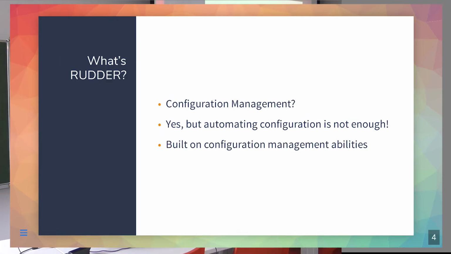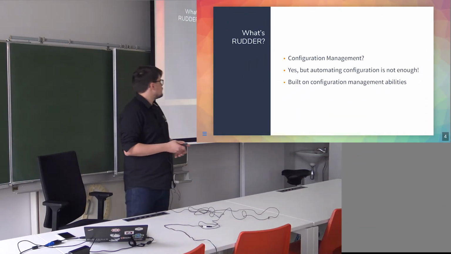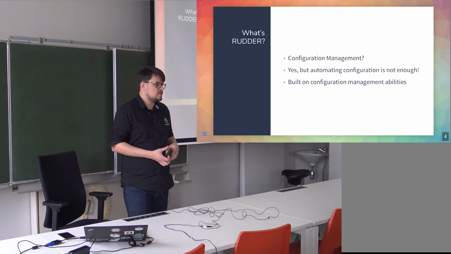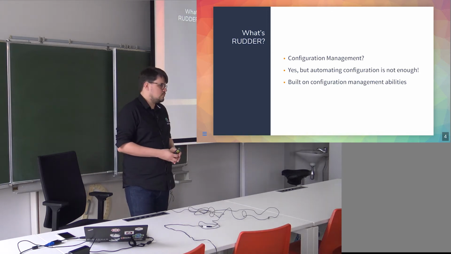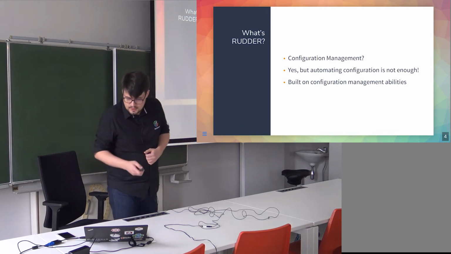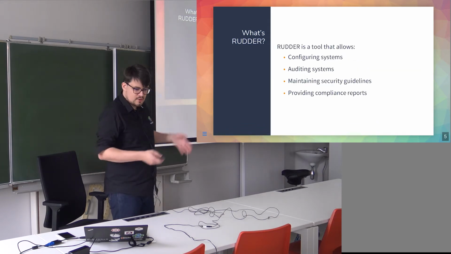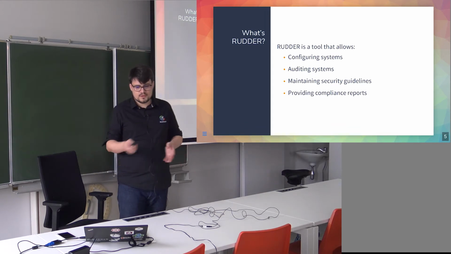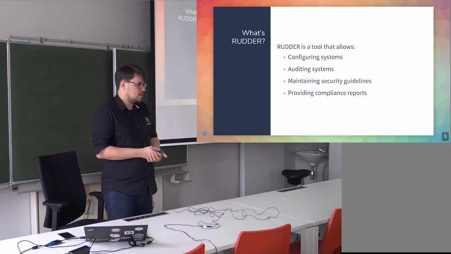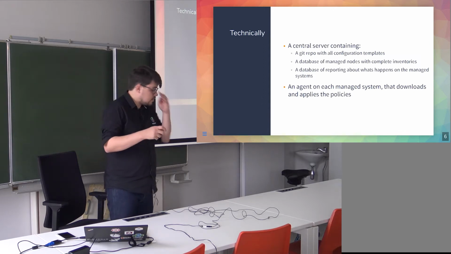Rudder basically does configuration management, so that's why we are here. But automating configuration is good, and we still need some other features for day-to-day production management, and so that's what we focus on. But everything is built on configuration management abilities. Rudder allows configuring systems, auditing configuration of systems, maintaining security policies or guidelines, and providing comprehensive compliance reports to the users. So how does it work in practice?